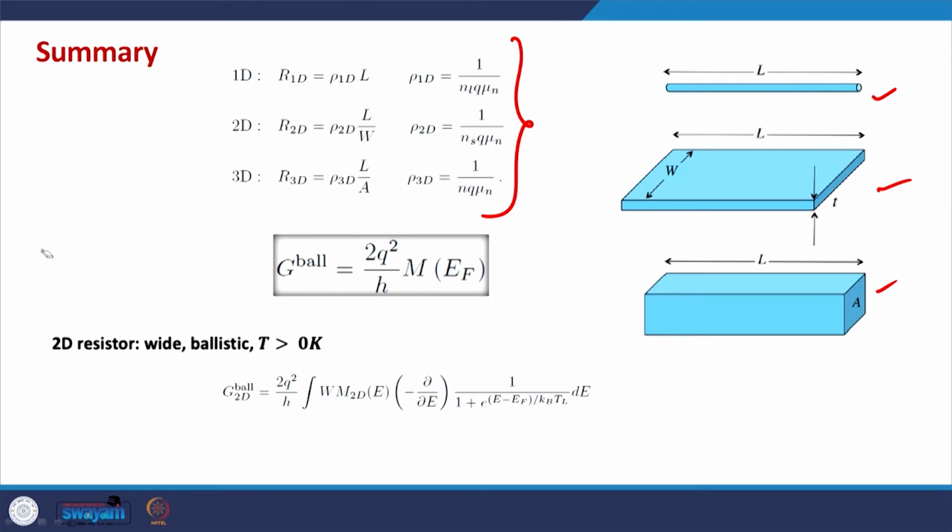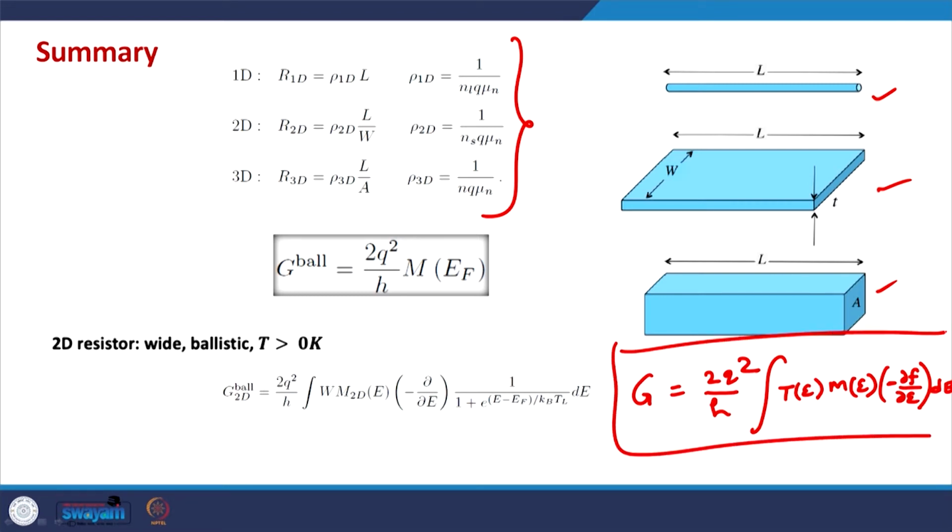So, we should start the discussion with this expression: 2q squared by h, integral of T(E) M(E) times minus del f by del E, dE. And from here, in our last couple of classes, last class particularly, we calculated the conductance in the case of ballistic transport to be this. As you can see, this has this constant term, which is known as the quantum of conductance, multiplied by the number of modes in the conductor at Fermi level.